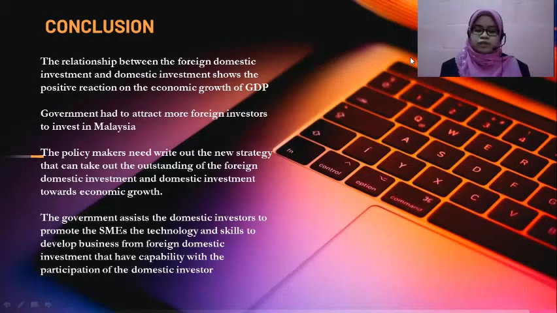I will present the conclusion of our study. The conclusion is that the relationship between foreign direct investment and domestic investment shows a positive reaction towards economic growth.